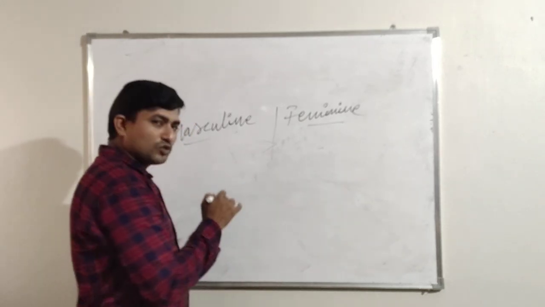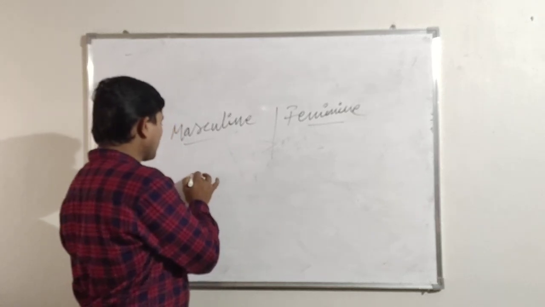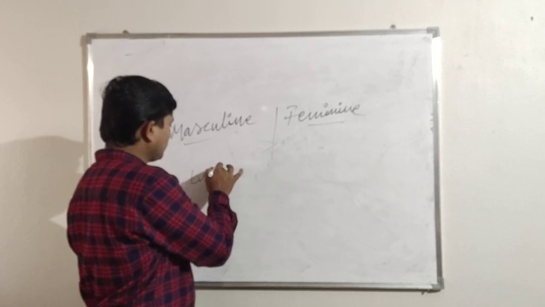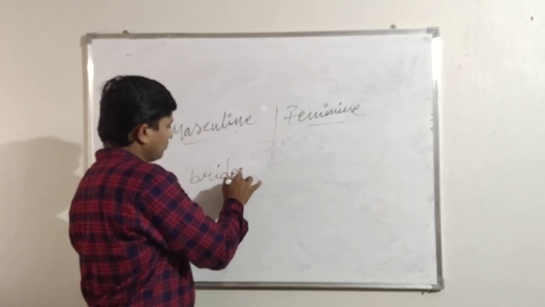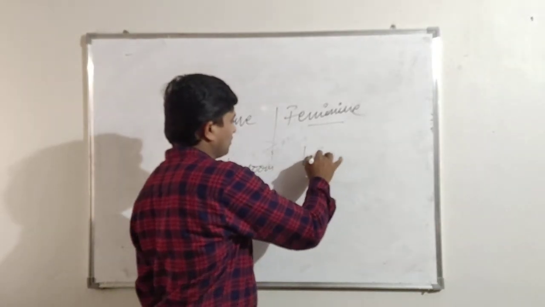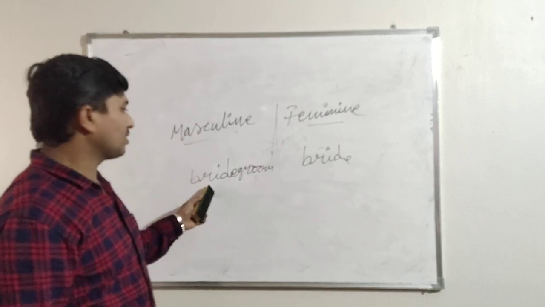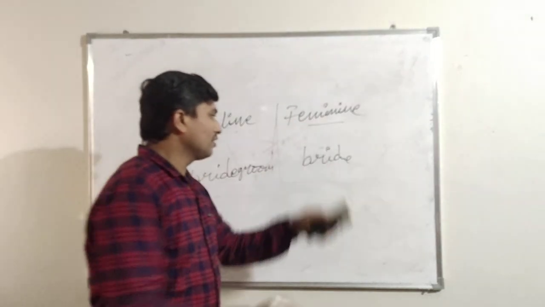So now you have to refer to the class and change it here. Masculine is a bridegroom, feminine is a bride. I understood what masculine is: it is a male gender, so bridegroom; feminine is a bride.